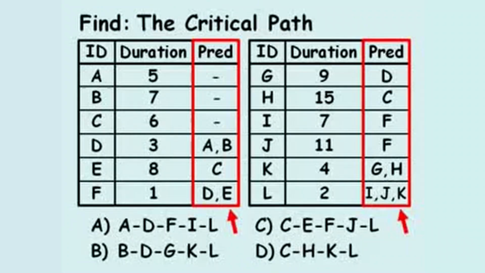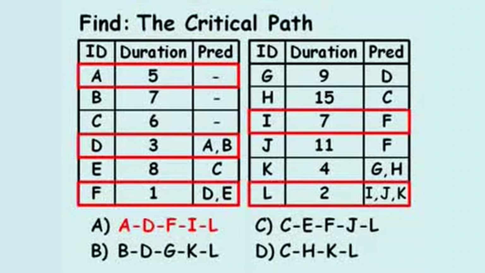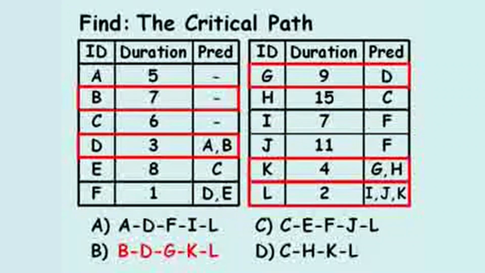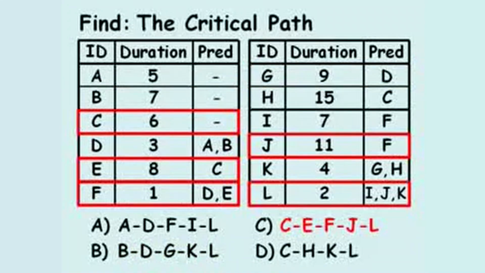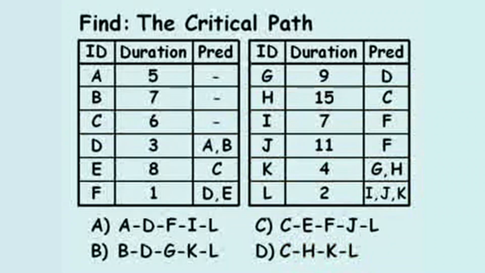The critical path is the sequence of activities which constrains the schedule of the total project from finishing any sooner, and it may be between the four sequences A, D, F, I, L, B, D, G, K, L, C, E, F, J, L, or C, H, K, L. We'll begin by sketching out a simplified network diagram.